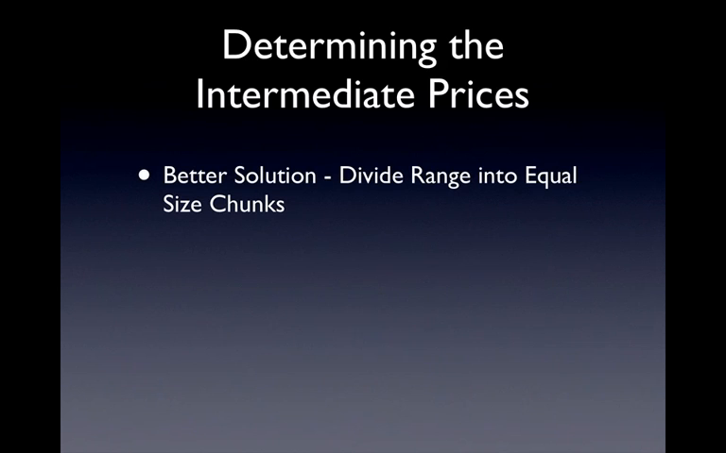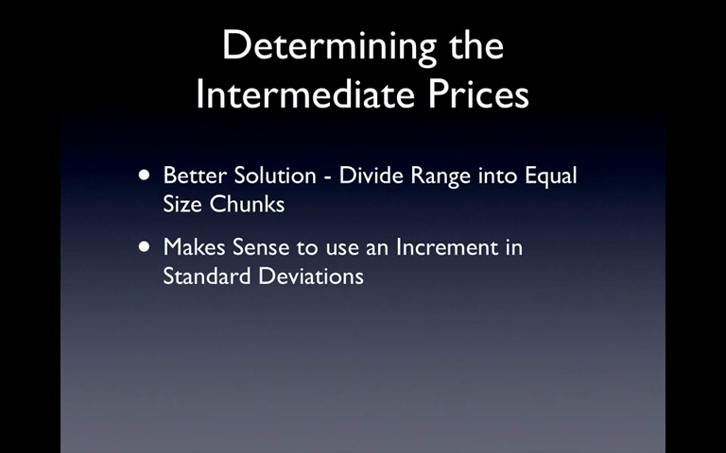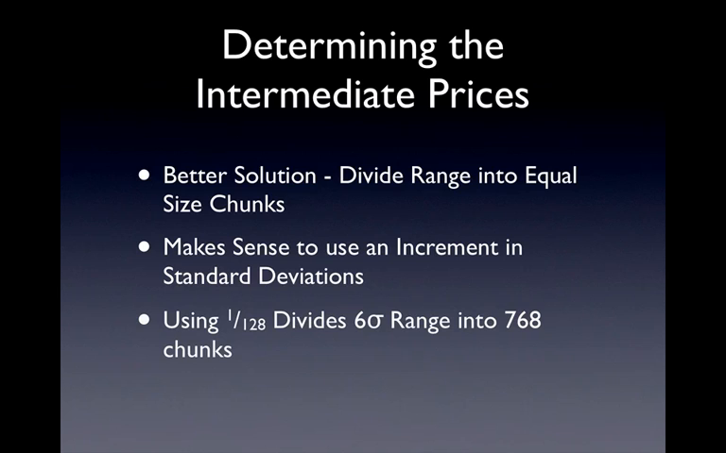A better solution that results in more than adequate results is to divide the range into equal-sized chunks. The objective is to choose a chunk size that results in a small enough difference in the probabilities without incurring undue computational expense. Given that the endpoints of the range are defined as -3 and +3 standard deviations, it makes sense to use an increment of standard deviations to divide the range. For example, using 1/128th of a standard deviation, a nice round computer number, divides the 6 standard deviation range into 768 chunks.